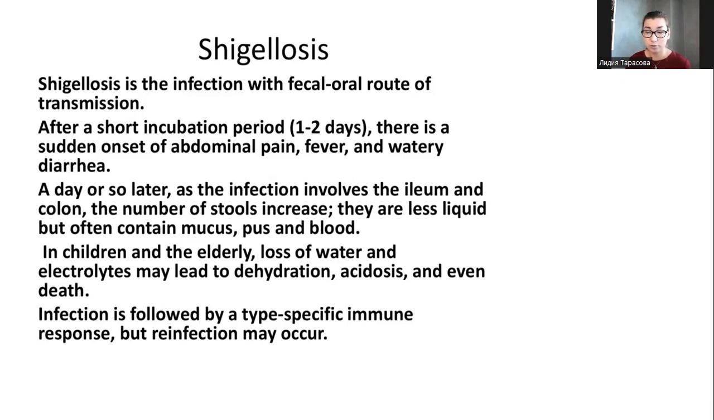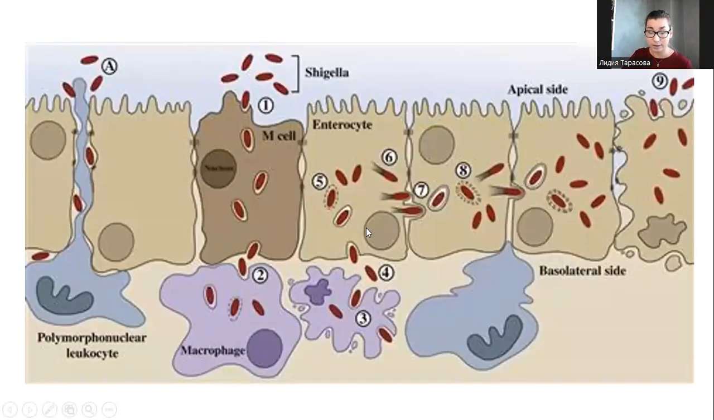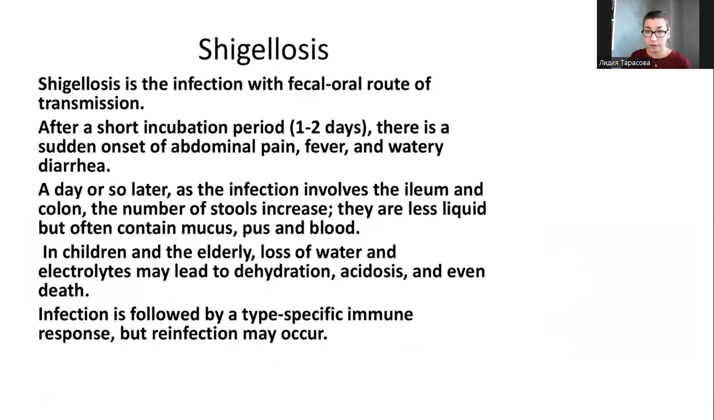Blood in the stool is because of cell killing, because enterocytes are being destroyed, and ulcer formation, micro abscess formation, high inflammation process, and that's why the large intestine starts bleeding, and we can see blood in the stool. And blood in the stool is a main feature of dysentery. In children and the elderly, loss of water and electrolytes may lead to dehydration, acidosis, and even death. Infection is followed by a type-specific immune response, but reinfection may occur.